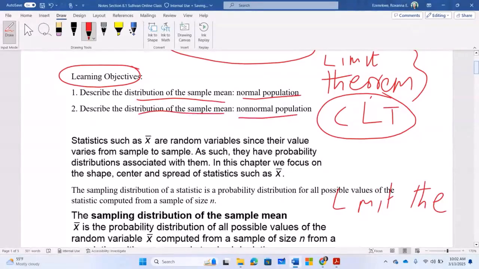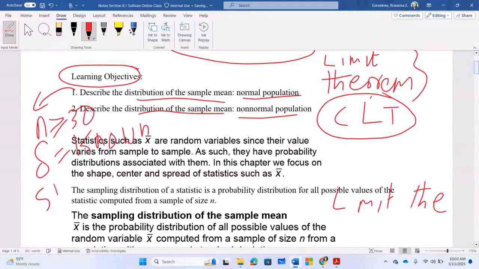For a normal population, we already said the sample size is greater than or equal to 30, the population standard deviation is known, and the sample is a simple random sample. So it's from a simple random sample, with no bias.